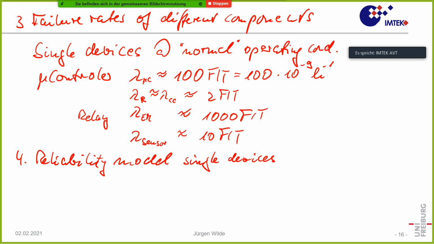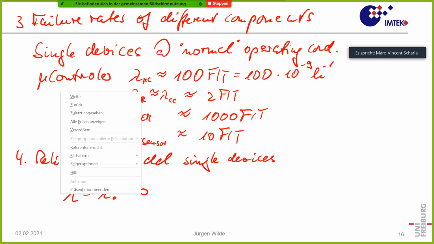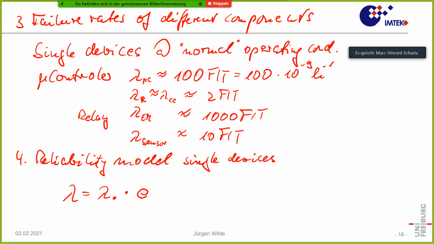Yeah, that is the most simple. So you could say lambda is something like lambda zero, that's the base failure rate, times the exponential term. So E, what is K? Okay. And we can also write it in another way.